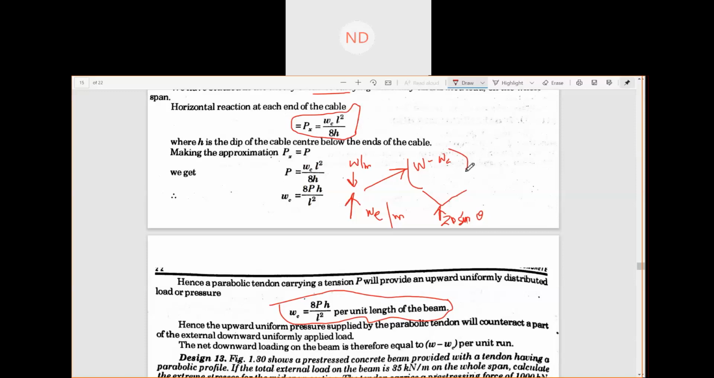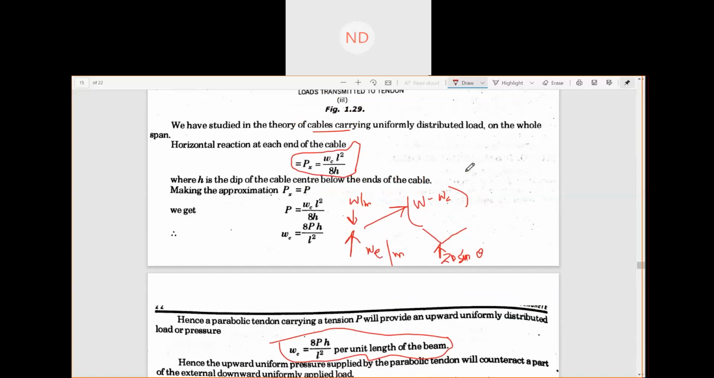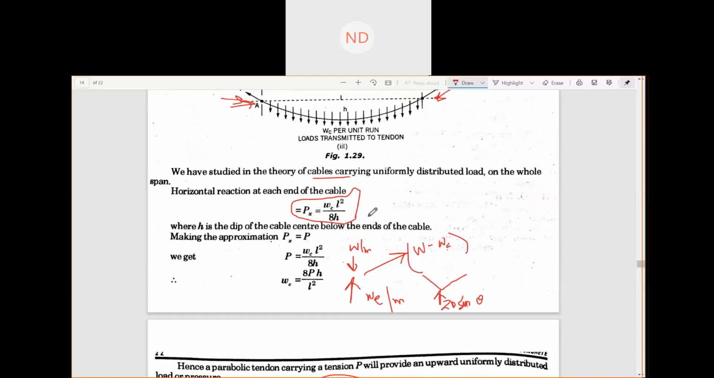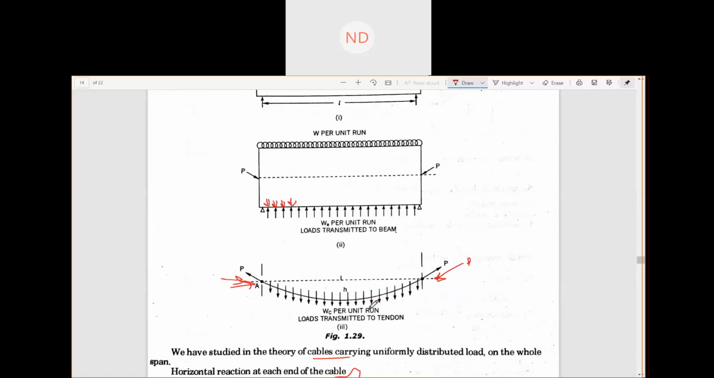So this is the formula you can use to calculate your upward thrust: WC L square by 8H. There is no difference from the bend tendon, the concept is the same. When you give tension and then release these tendons, they will have a pre-stressing force, acting per unit run vertically, and that is trying to counterbalance your downward loads. Same thing, only the difference is a parabolic profile and a triangular profile.